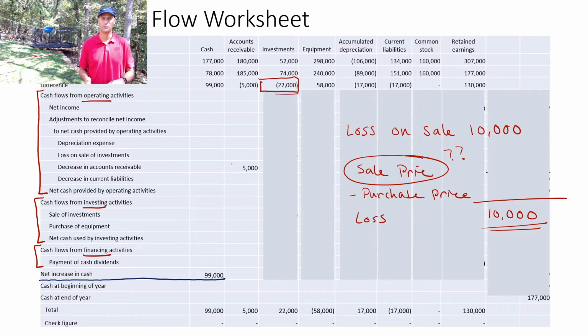So total investments went down by $22,000. Well, 10 of that was a loss. So we know 10 of it was a loss. A loss is not cash, but it's sitting in net income. We need to take it out of net income to get us back to cash.